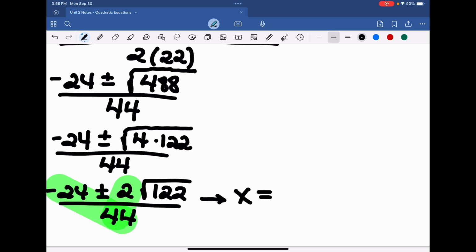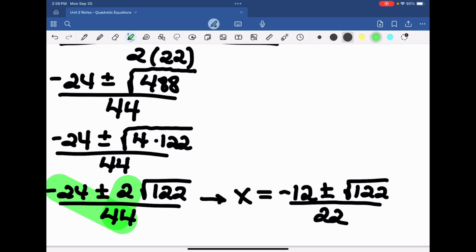Therefore, x is equal to 24 divided by 2 is negative 12. 2 divided by 2 is just 1, so I'm just going to leave that out. I'm just going to write my square root of 122, because you could put a 1 in front, but I mean, not really a point. And then 44 divided by 2 is going to give us 22.